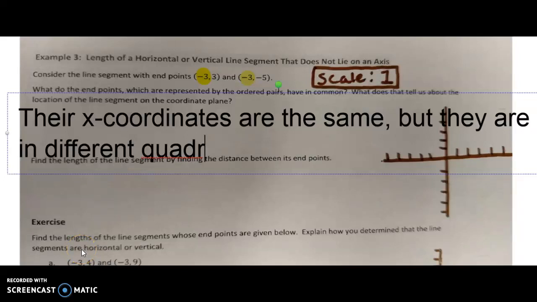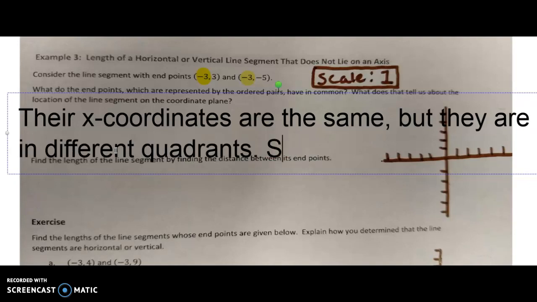So back to example 3, let me just reread it. It says, consider the line segment with endpoints (-3, 3) and (-3, -5). What do the endpoints, which are represented by the ordered pairs, have in common? What does that tell us about the location of the line segment on the coordinate plane? So here's what we know. The x-coordinates are the same, -3 and -3, but they're in different quadrants.